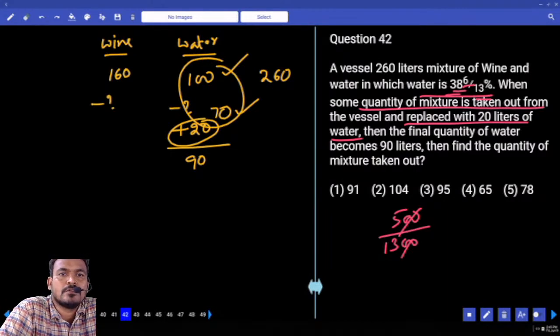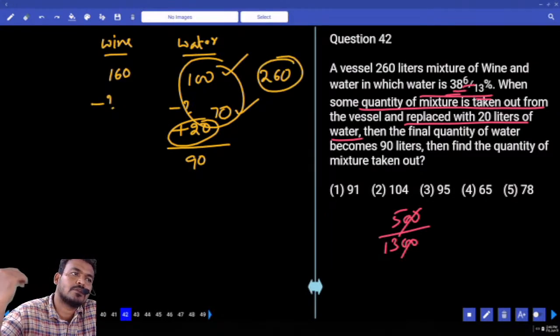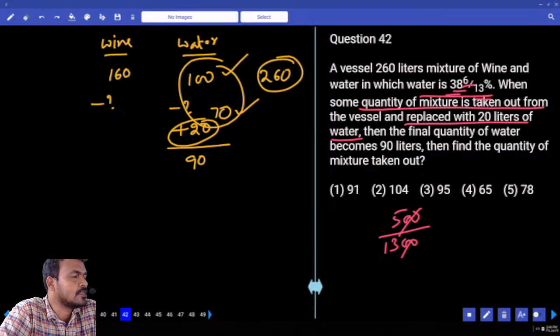Means how much percent are taken? 30% or 40%? 30%. In water, 30% are taken out means mixture also 30% are taken out. What is the mixture here? 260. Out of 260, how much percent are taken? 30%. What is 30% of 260? 78.